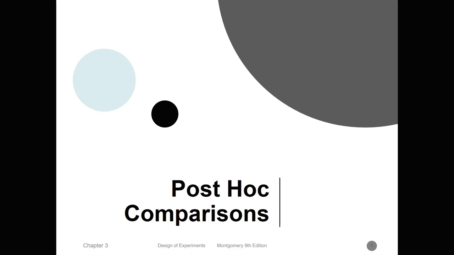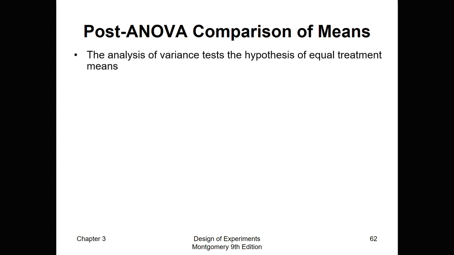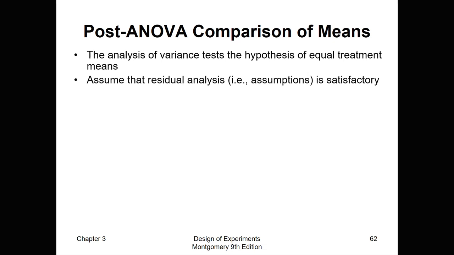In this video, we'll discuss post hoc comparisons, which are a series of comparison methods that can be used after a statistically significant ANOVA to determine where the differences in the group means are. So post hoc ANOVA comparisons compare the means of the different groups. Again, the analysis of variance tests all of the treatment means to be equal to one another, or all of the means within that factor to be equal to one another, each of the factor level means.